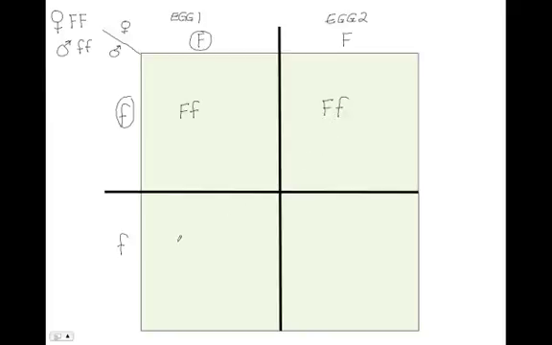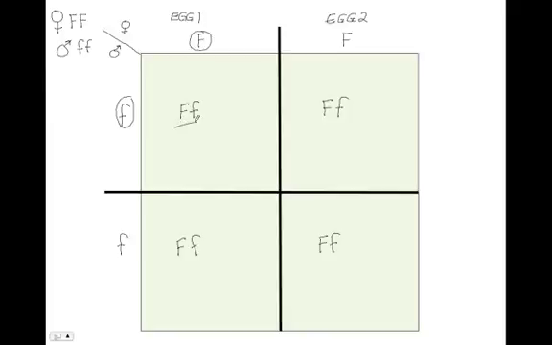Egg 1 is going to contribute a capital F for freckles. Sperm 2 is going to contribute a lowercase f for no freckles. Lastly, we're going to have egg 2 and sperm 2. The female is going to contribute a capital F, the male a lowercase f. So what we can see now is we've made 4 different types of offspring, which should account for all the different combinations we could possibly get.